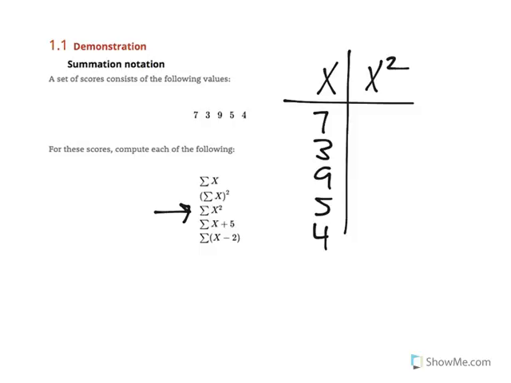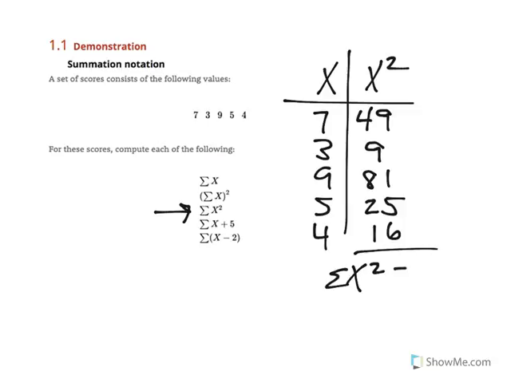So 7 squared is 49, 3 squared is 9, 9 squared is 81, 5 squared is 25, and 4 squared is 16. Now if we take the sum of all scores that have been squared, in our calculators we're going to enter 49 plus 9 plus 81 plus 25 plus 16. And we get an answer equal to 180.